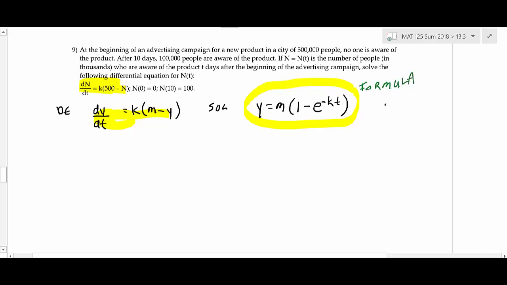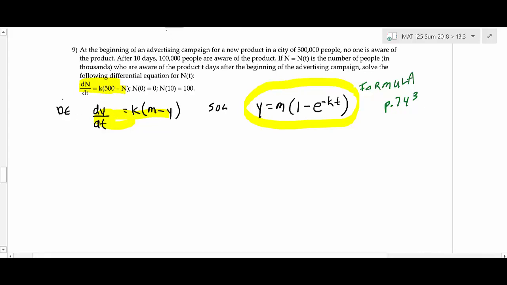In your book on page 743, it has 4 different types of differential equations and their solutions. I wanted to just do applications on this. You don't have to necessarily know these formulas. You can look these formulas up, so you don't have to memorize them. So anyway, what we have is, this is the structure. It follows that. So you've got the k times m minus y. We have k times 500 minus n.